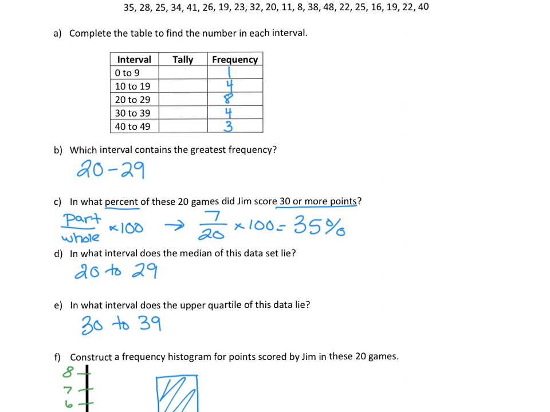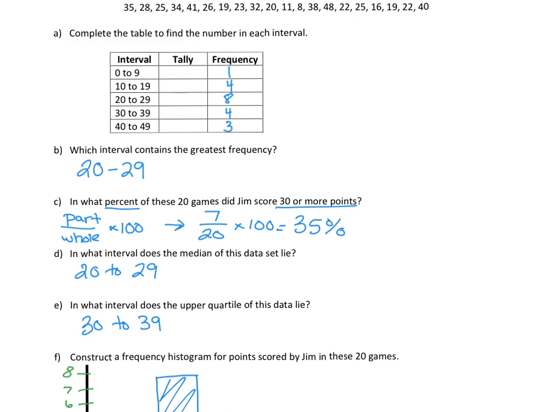So it says, which interval contains the greatest frequency? Well, that would be 20 to 29. Then it says, in what percent of the 20 games did Jim score 30 or more points? So 30 or more would come from the last 2 parts of the frequency table, 4 and 3. And how we find a percent is we do part divided by whole times 100. So 7 out of 20 games, he scored 30 or more points. Multiply that by 100 and we get 35%.